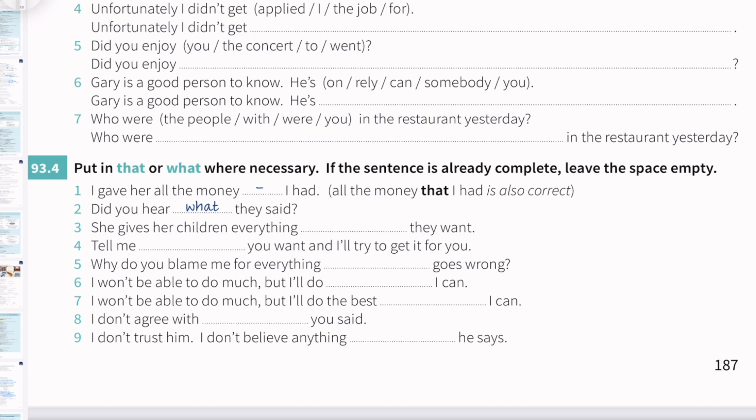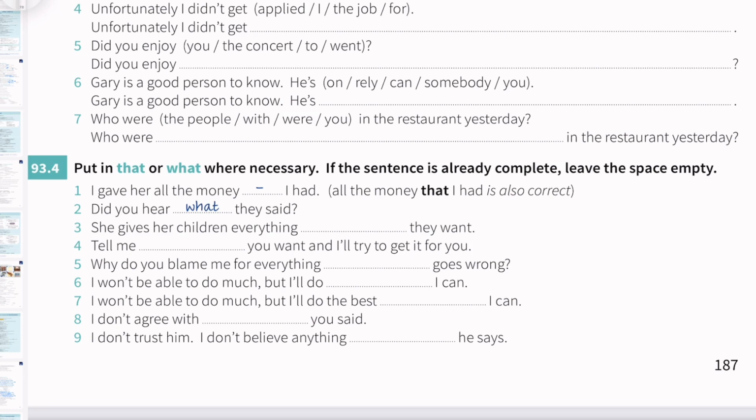Now let's have a look. Number 2. "Did you hear they said?" "Did you hear what they said?" So I hope you understand the difference between "that" and "what." We already saw it in section D. If you're still confused, please go back and listen again from section D, on the difference between "that" and "what." Now let's try to do some exercises.